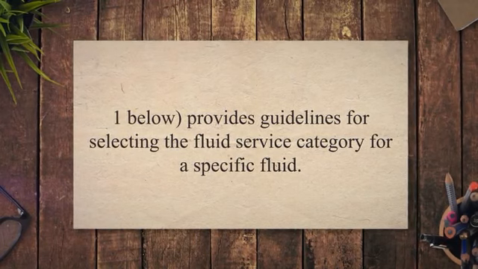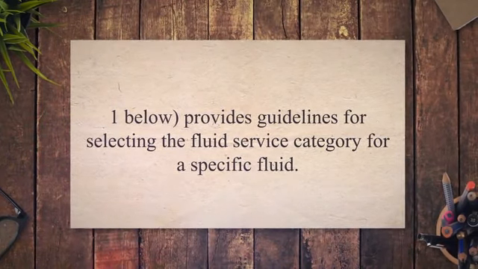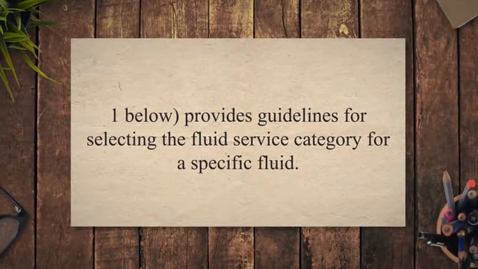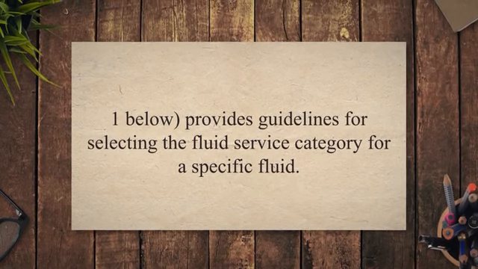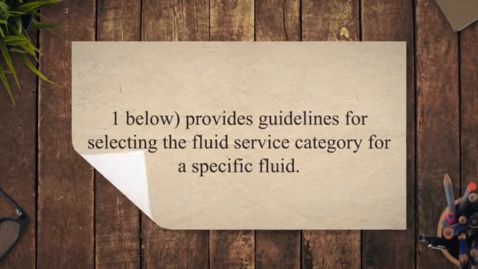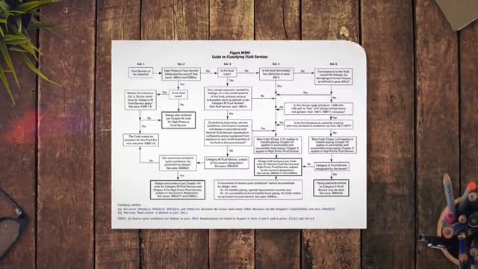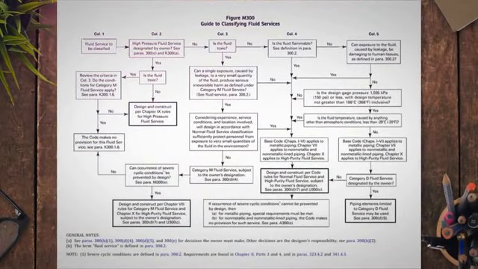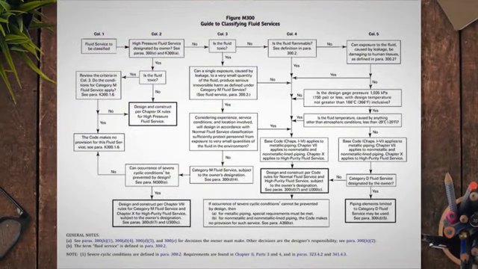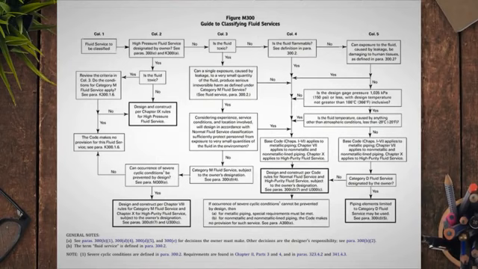Appendix M of ASME B31.3, referred to in Figure 1 below, provides guidelines for selecting the fluid service category for a specific fluid. Category D Fluid Service refers to non-toxic, non-flammable fluids that do not harm human tissue.